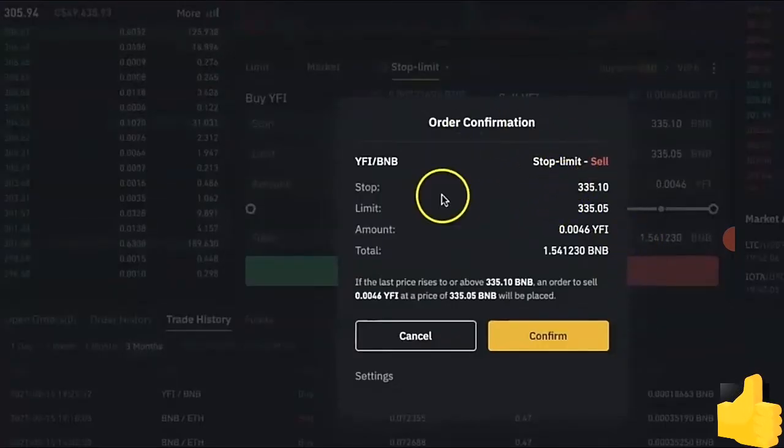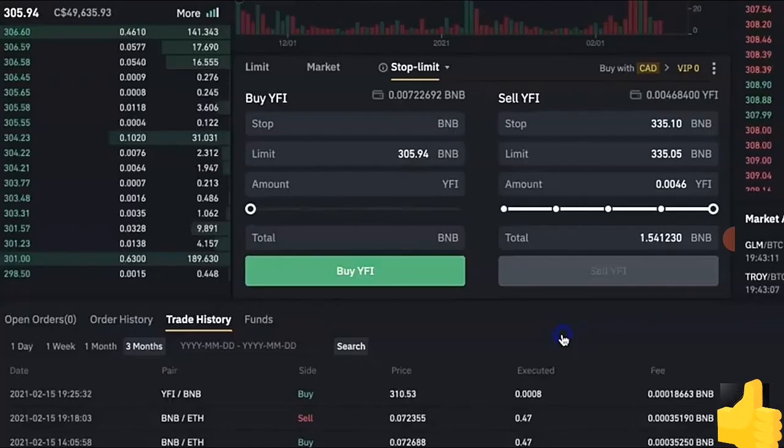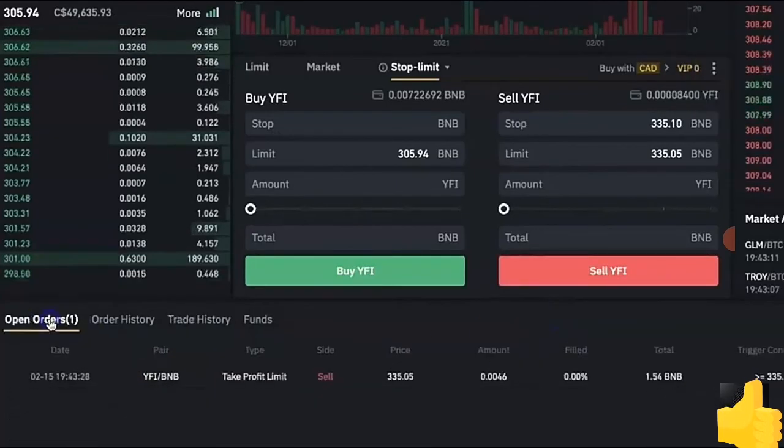It's going to tell me that I'm creating an order confirmation for YFI on the BNB pair. It's a stop limit order and it is for me to sell. This is the stop price I'm tracking. This is the price I want it to sell at. This is the amount I want to sell. And this is the total I'm going to get. If the last price rises to or above 335.10 BNB, an order to sell this amount of YFI at a price of 335.05 BNB will be placed. So I'll click confirm to accept this. Under my open orders, you will see it here. So that's what's going to happen.